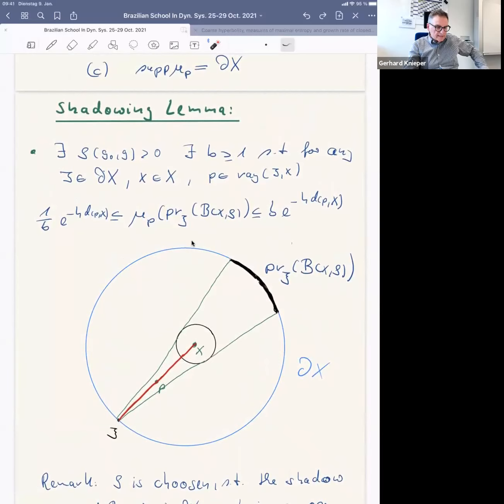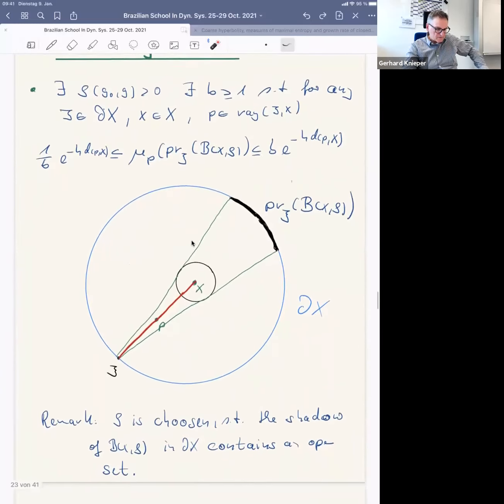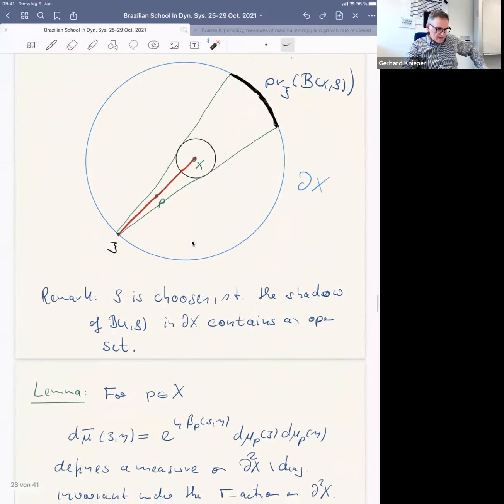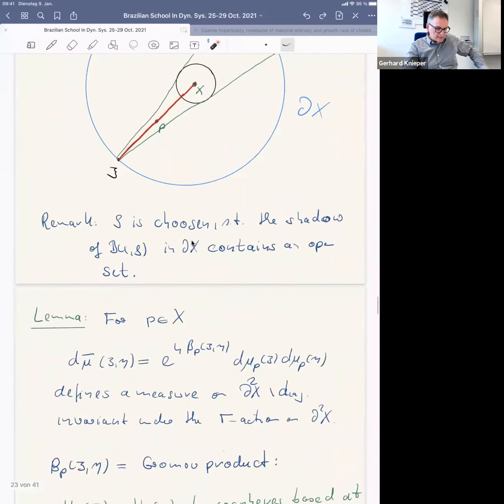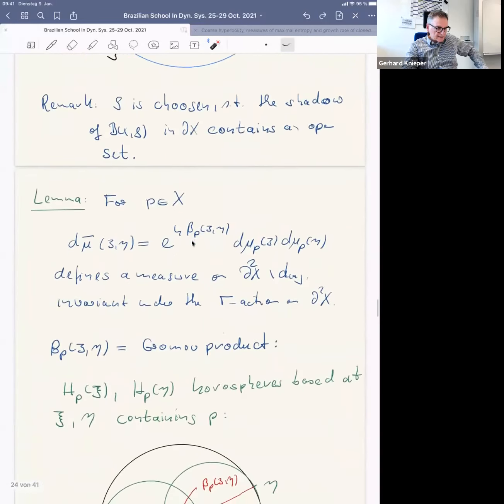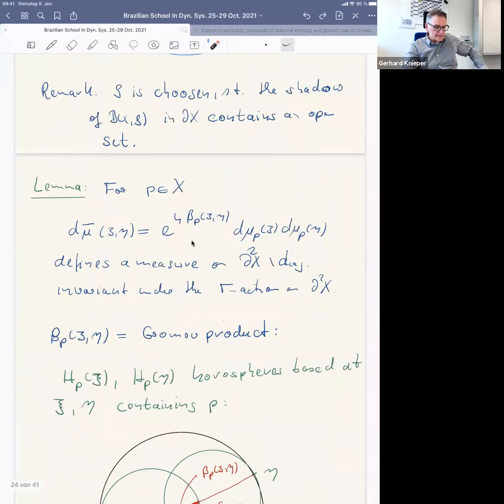Okay, so what are we doing with this measure? We are interested in a geodesic flow, so you want to get invariant measures for the geodesic flow. And therefore, the idea is now to use a product measure, but not quite a product measure. It's almost a product measure. It has to be weighted with some function. And this is this lemma, which I also tried to explain last time.